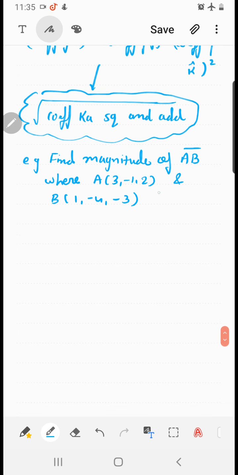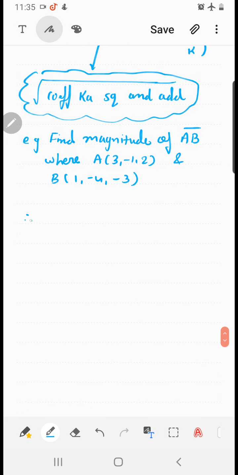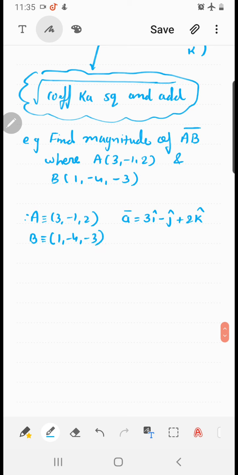Now as I said, do you see a point in the sum? When you see a point in the sum, the very first thing you do is convert it into its position vector. So I can write it as 3i cap minus j cap plus 2k cap. Likewise, if I take the coordinates of B, which is 1, minus 4, minus 3, I can write B bar as i cap minus 4j cap minus 3k cap.